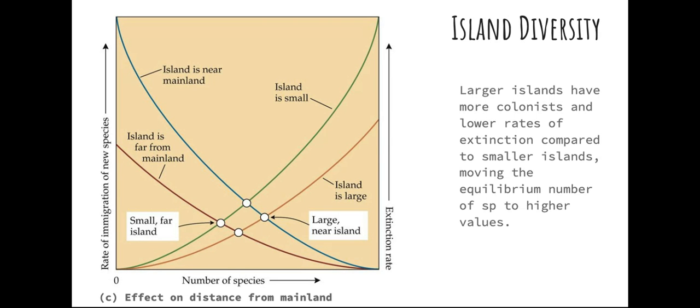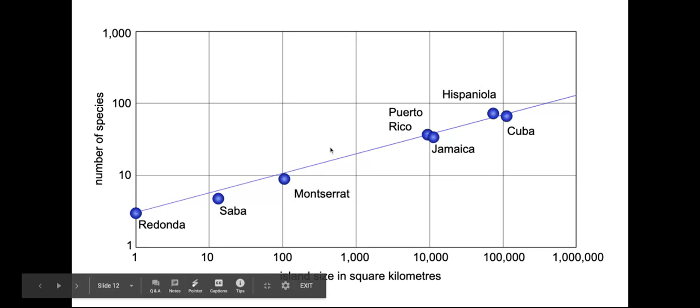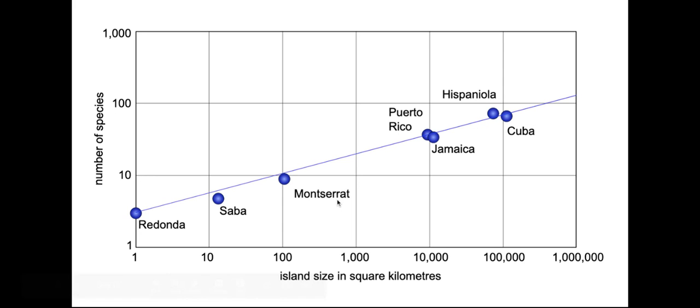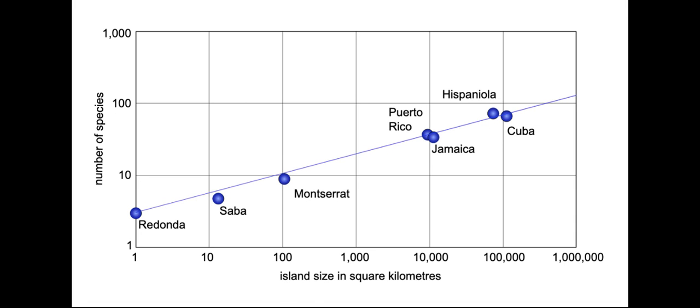Okay, now let's analyze an example over here. For the number of species for the islands in the Caribbean, they studied and they saw that this is correct. The larger or the bigger the islands, the higher the number of species on those islands. So as you can see, this is true for real islands.